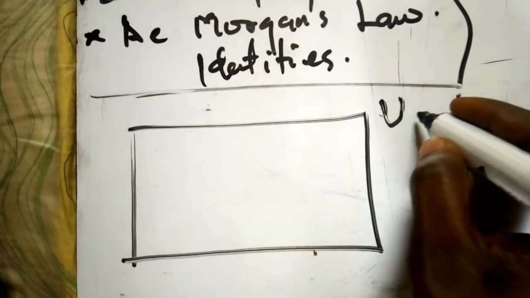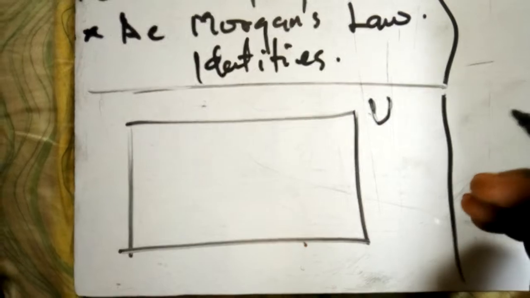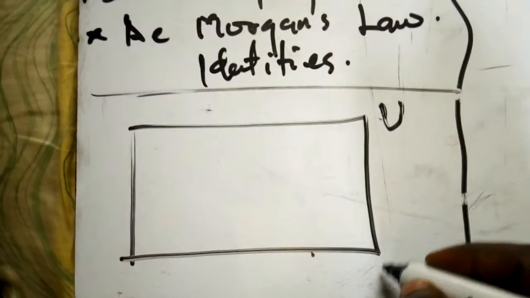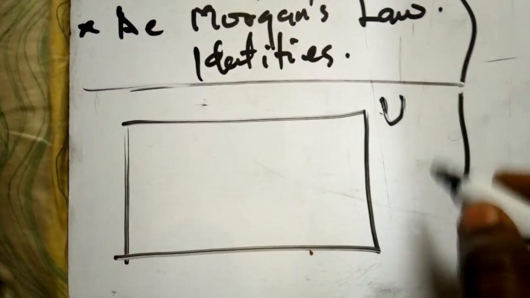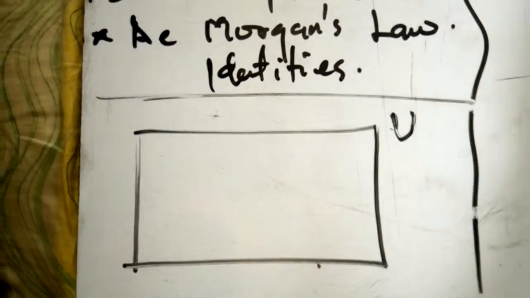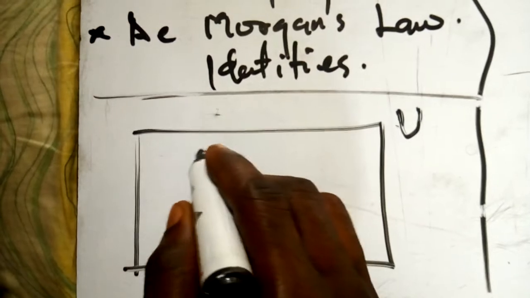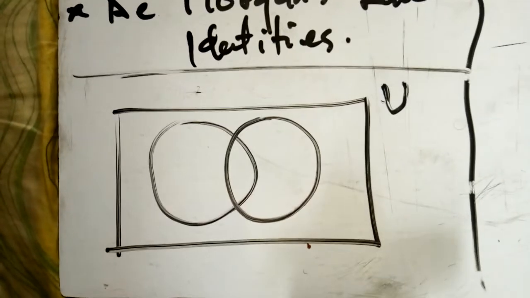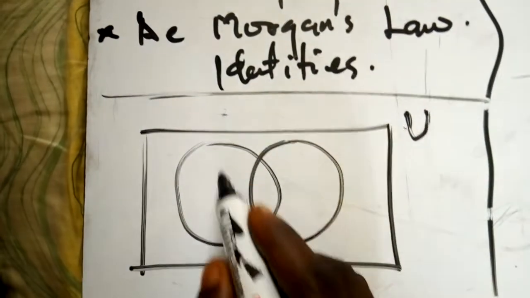I use some assumption for better understanding. The universal set, the rectangular shape here, I consider to be a house. When I have a house, there are some people inside, and there are other rooms inside the house. So let's consider this to be the house, and within the house I have two different rooms.